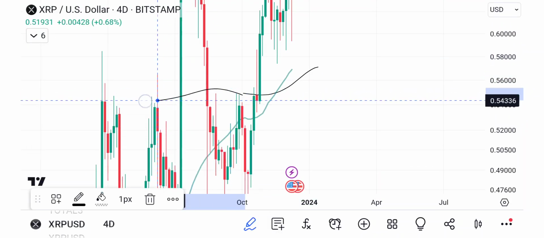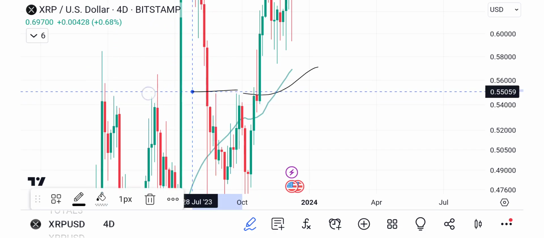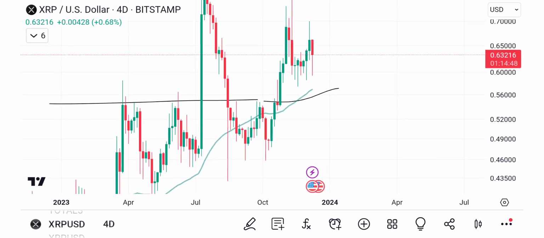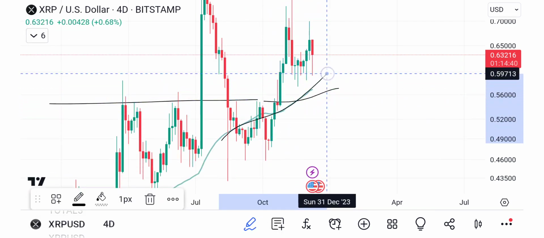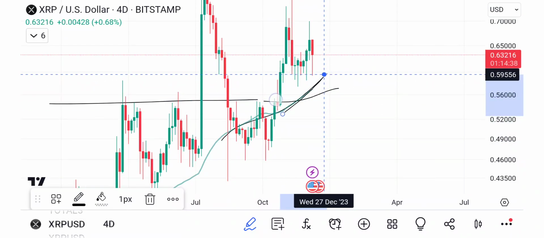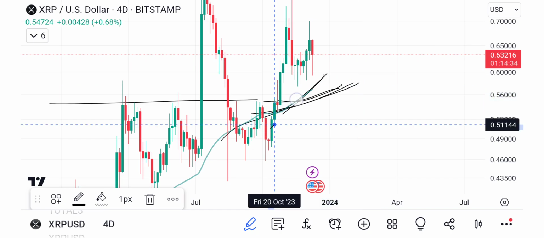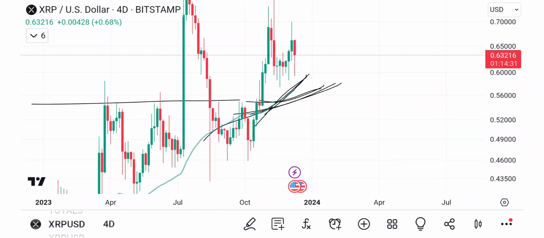Just for the purpose of an example, you could see that is a proper golden cross, because you have both of them. This one's going up, the angle is up, and this angle is also going up. So just something to keep in mind when you're looking at a golden cross.